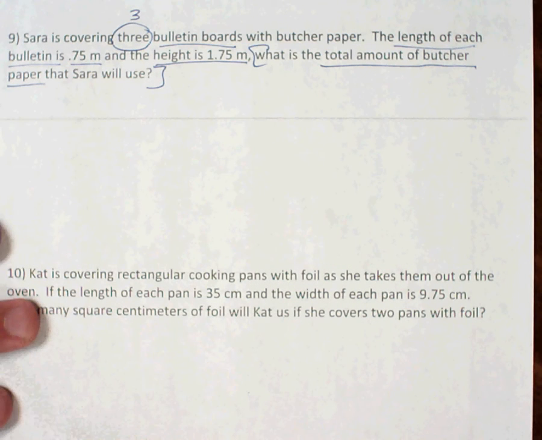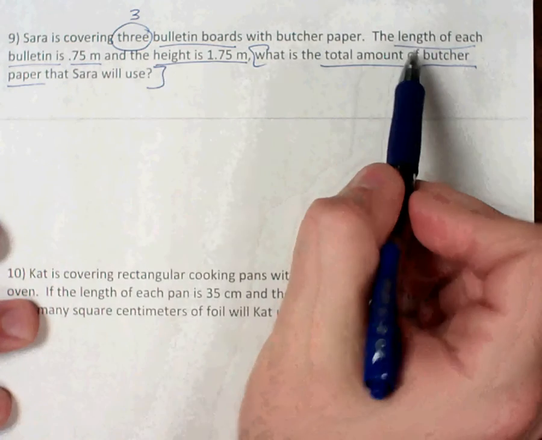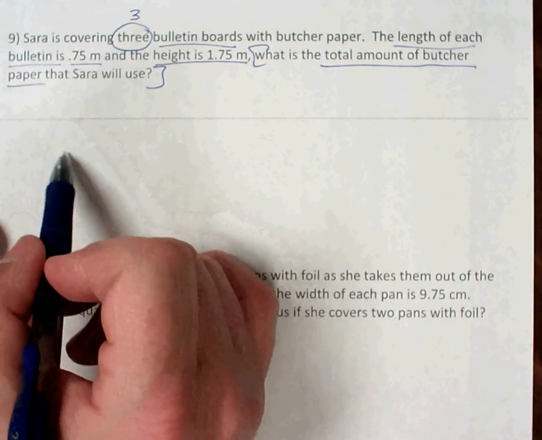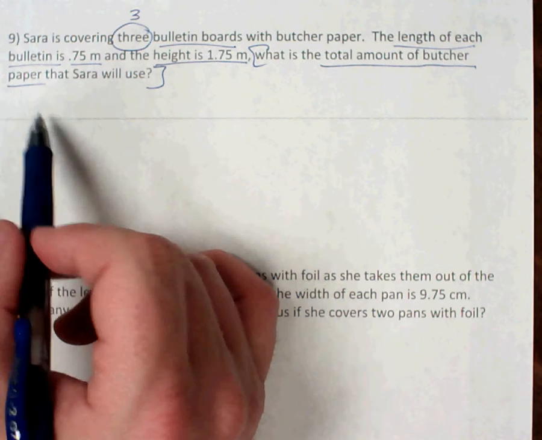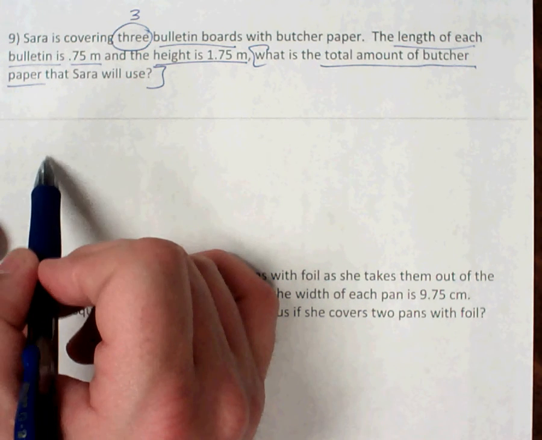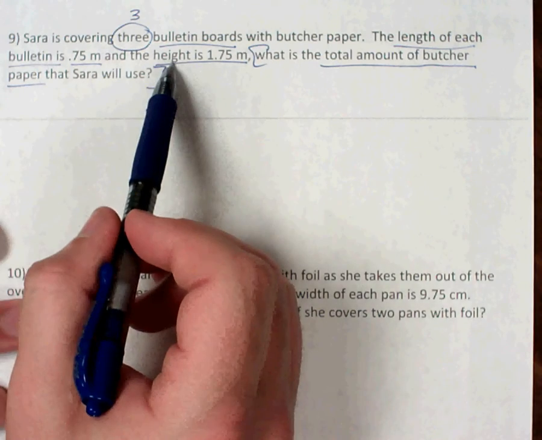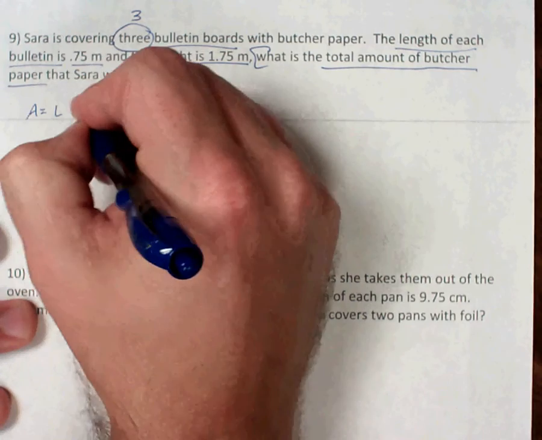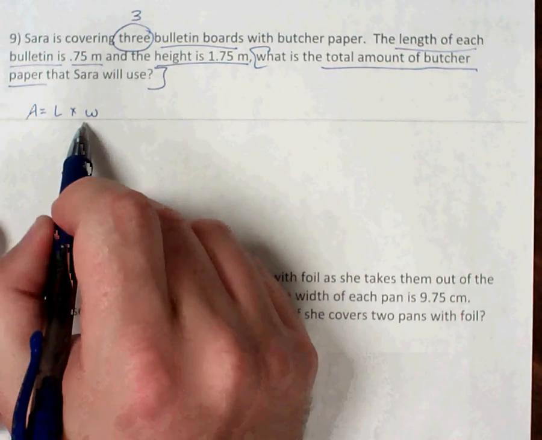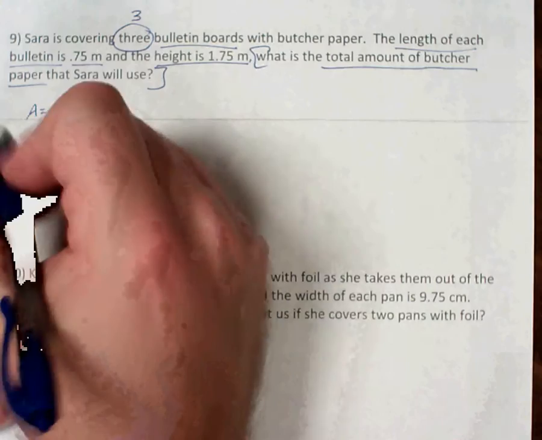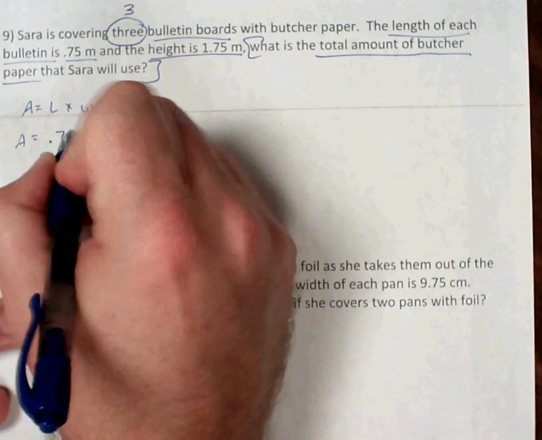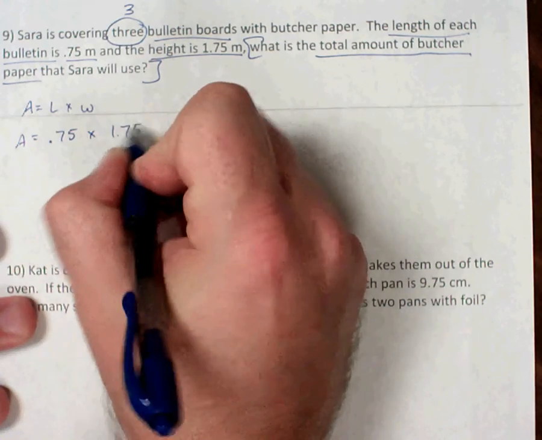All right, so again, we've got a couple of elements here going on because we've got height and we've got length, but we don't have width. And remember, because we're dealing with something that's going to sit on the wall, we would actually think of how high it is, and so that's why this word height is used. But it's still length and width. We've just subbed the word height in for one of the measurements. So the area of one of the bulletin boards is going to be 0.75 times 1.75 meters.